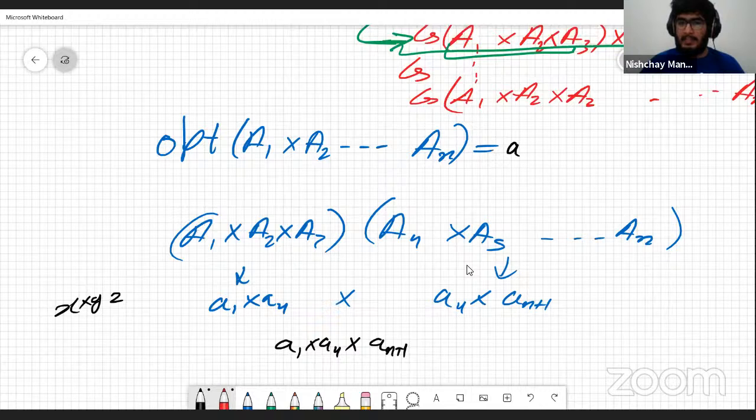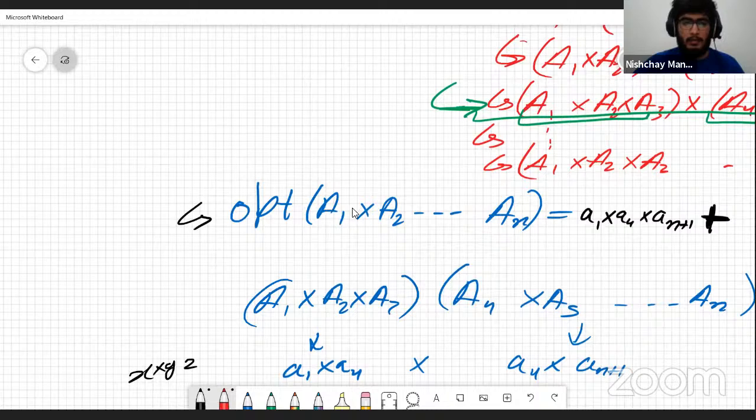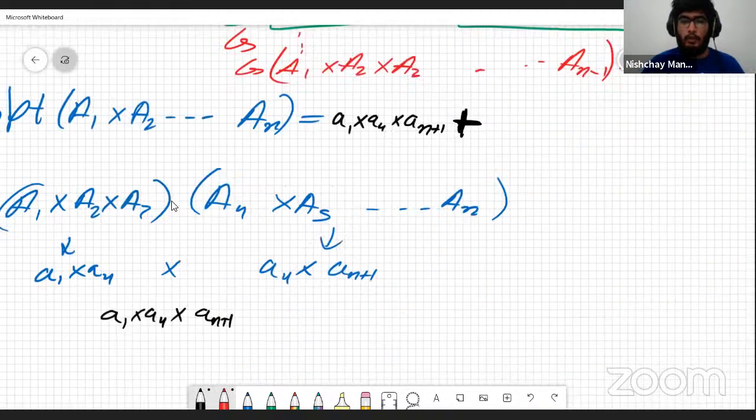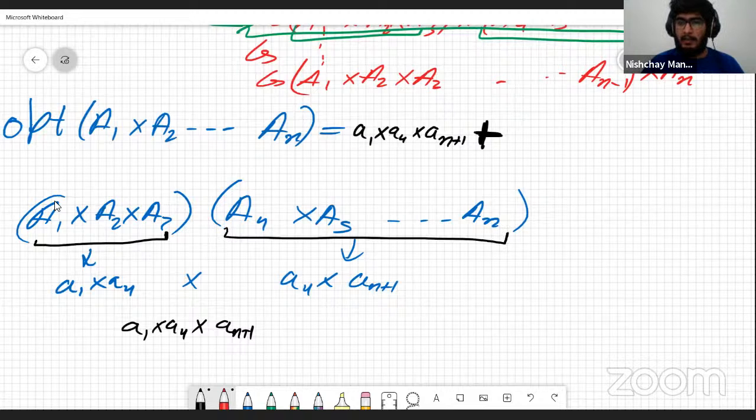So the number of steps here is A1 into A4 into AN plus 1 plus, there is an important plus here. This plus is going to denote the number of steps we required here and the number of steps we required here. And would our total number of steps be optimal? By optimal, I mean the minimum. We have to find the minimum number of steps to multiply all of these matrices.